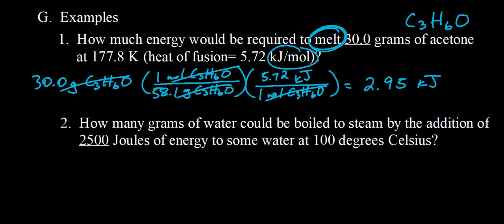All right, let's take a look at another example. Number 2, how many grams of water could be boiled to steam by the addition of 2,500 joules of energy to some water at 100 degrees Celsius? So again, what is the significance of the temperature? What do we do with it? We don't do anything with the temperature here, just like in the last problem. What it's telling us is that the water is already at its boiling point, and so the energy that is being added is not going to heat it up, but rather is just going to turn that liquid into a gas. Hot water vapor we call steam.